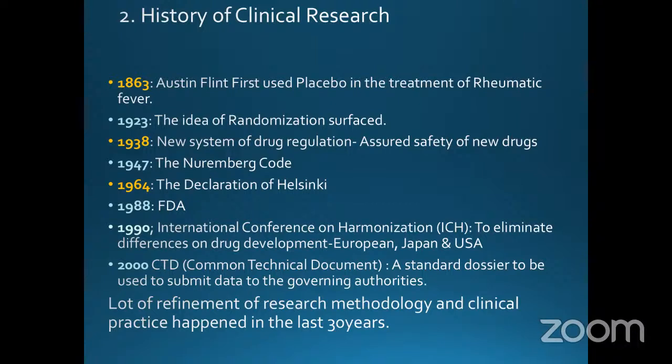Austin Flint first used a placebo in the treatment of rheumatic fever in 1863, and the idea of randomization surfaced in 1923. A new system of drug regulation for the safety of new drugs started appearing in 1938. Then came the Nuremberg Code following the Second World War, the Declaration of Helsinki in 1964, and the Food and Drug Administration, USA, the International Conference on Harmonization, and the Common Technical Document of 2000. All these are checks. A lot of refinement of research methodology and clinical practice happened in the last 30 years and closely governs the outcomes of randomized controlled trials.